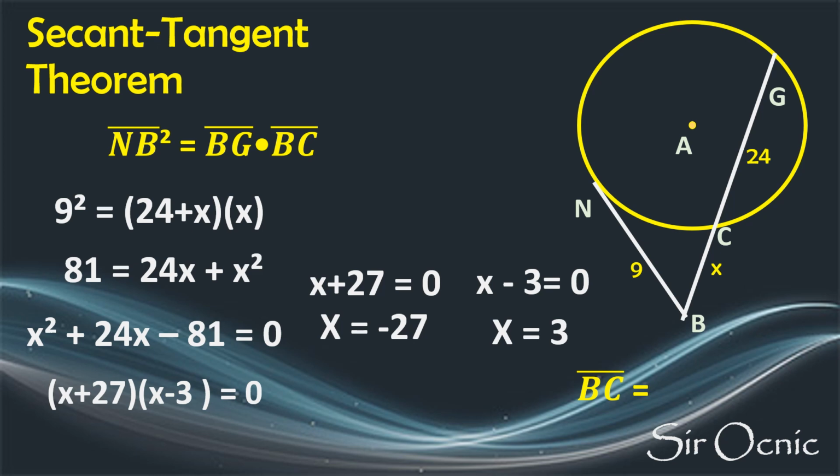Since we are dealing with measurements or lengths, we are going to reject negative 27 since there is no such thing as negative 27 units. And we will accept positive 3. We therefore conclude that segment BC measures 3 units.